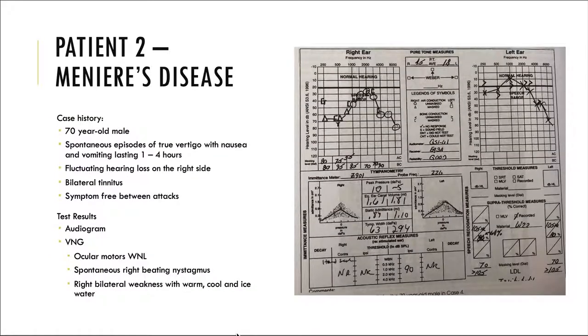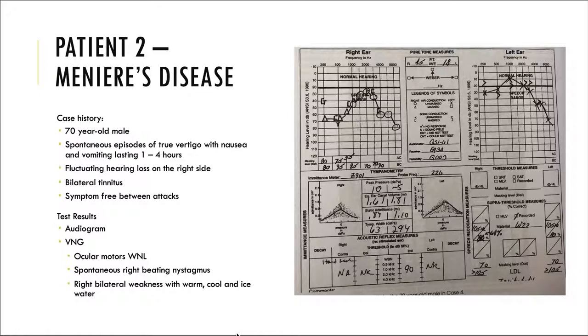The next case study I found is for a Meniere's disease patient. The case history includes that he is a 70-year-old male. He has spontaneous episodes of true vertigo with nausea and vomiting lasting anywhere between 1 and 4 hours. He has a fluctuating hearing loss on the right side, bilateral tinnitus, and he is completely symptom-free between these attacks.